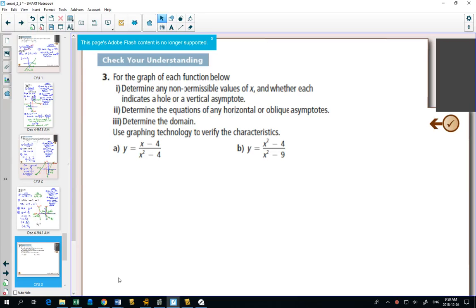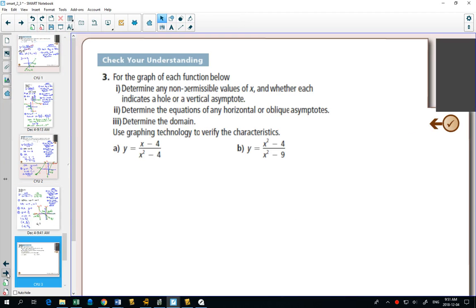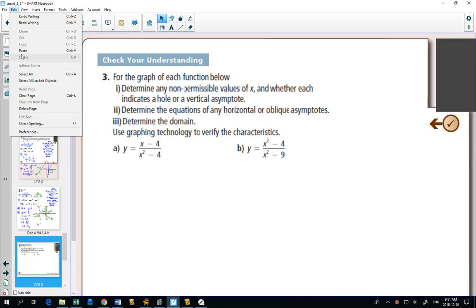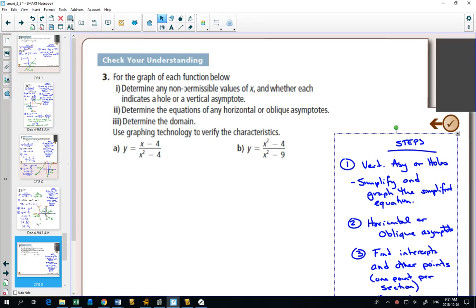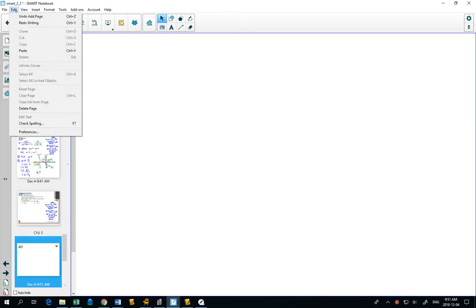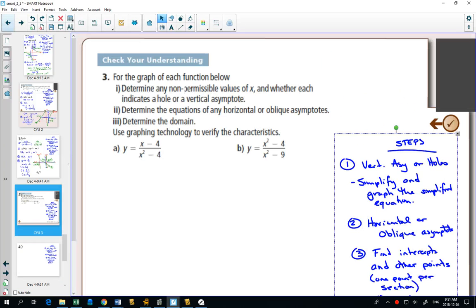So example 3 puts example 1 and 2 together: indicate the whole, find vertical or oblique asymptotes, and then verify. But just like before, we're going to copy our steps and paste them off to the side here. And start with our first equation.